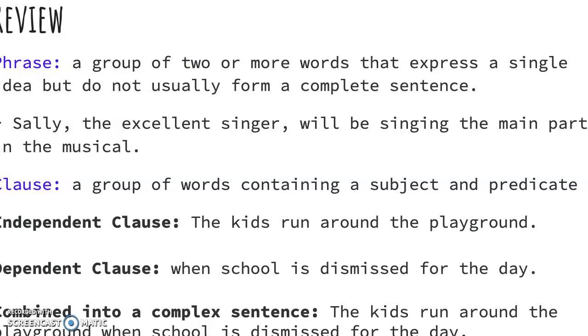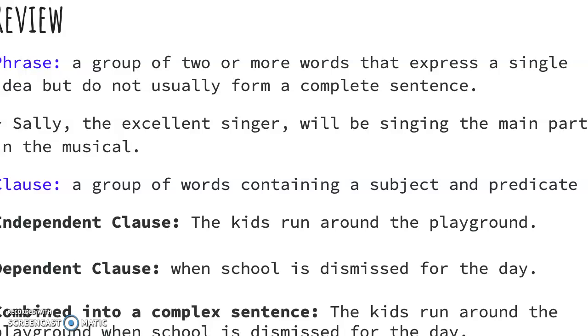So if we think about, for instance, an appositive phrase, which is a type of noun phrase in our sentence, we can look at this example. Sally, the excellent singer, will be singing the main part in the musical. The excellent singer describes Sally, but it's really just a noun phrase and an appositive phrase that's renaming her. We could switch the place of Sally and the excellent singer in the sentence and we'd still have the same meaning. And so that's how we know that it's a noun phrase. But the excellent singer is not enough information to stand alone as a sentence.